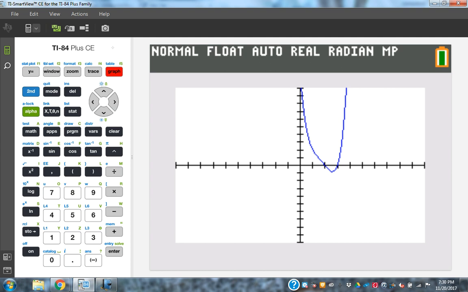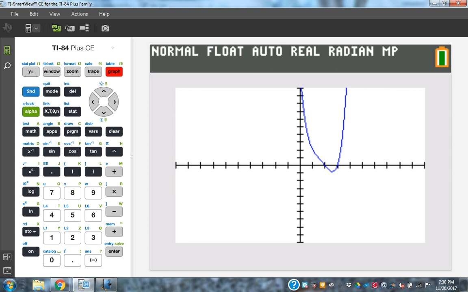How many times does it cross the x-axis? Twice. That's not like what we've been having. We've been having it cross the exact same number of times as the highest exponent. This one only crossed 2 times, but the exponent was 4. So that must mean something different is happening.